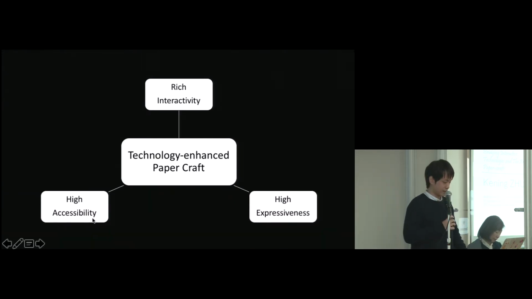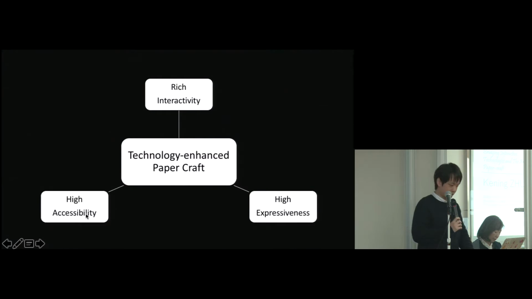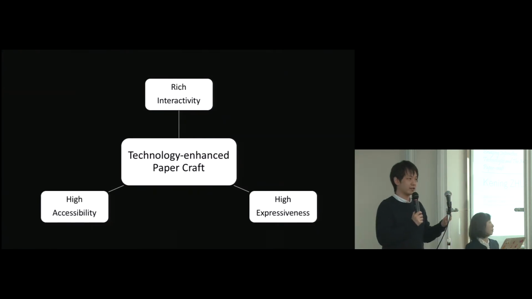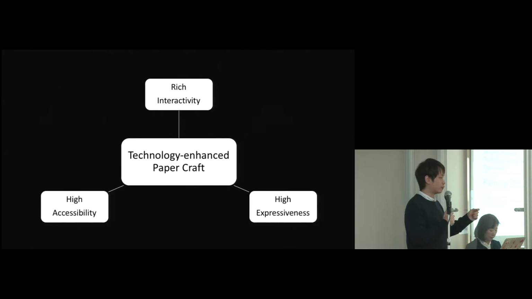And the third characteristic of this kind of technology-enhanced papercraft I define is high accessibility. What does it mean? So we integrate technology and papercraft. On one hand, papercraft is highly accessible. We can get a piece of paper almost everywhere in our life, and we can do a lot of interaction with them.